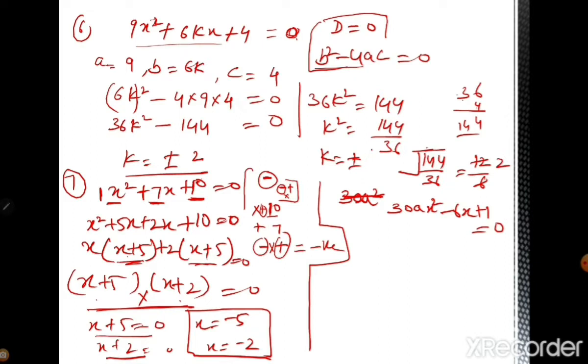Now what is the condition for no real roots? We should first know the condition for no real roots, or you can say non-real roots, same thing. When D is less than 0, then the condition is no real roots. D is less than 0, means the discriminant should be less than 0.